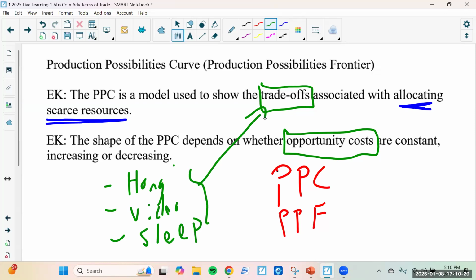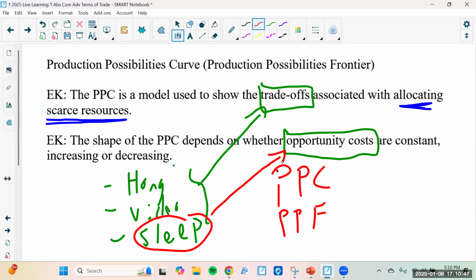But if I said, well, which one of those three would you be doing? Well, I'd probably be sleeping. Well, that makes sleeping your opportunity cost. There can only be one opportunity cost, a singular opportunity cost. There can be many trade-offs.